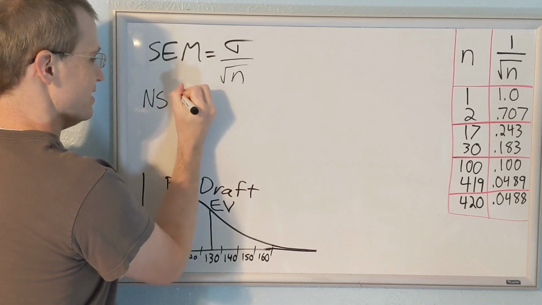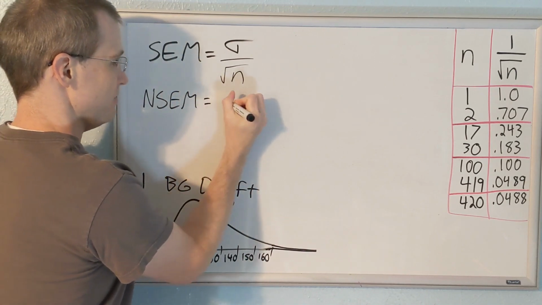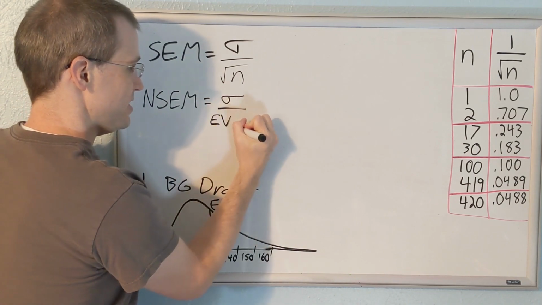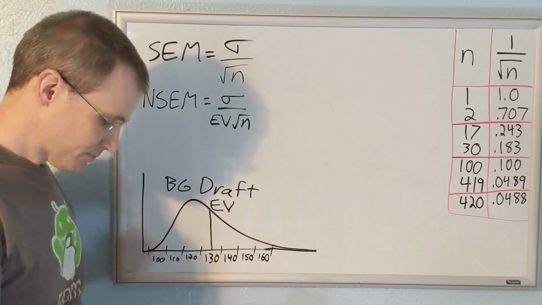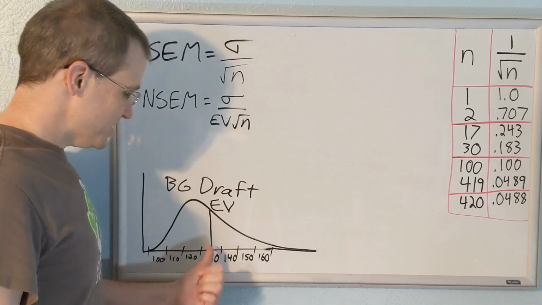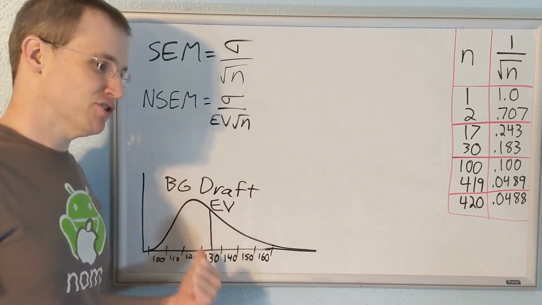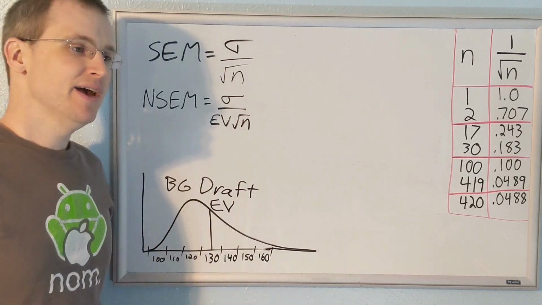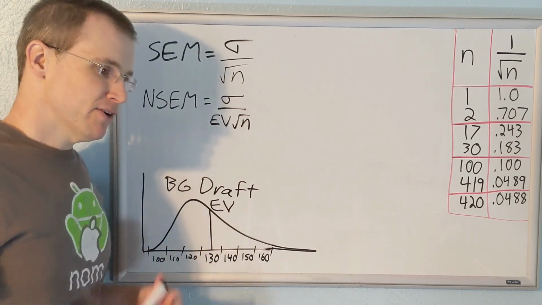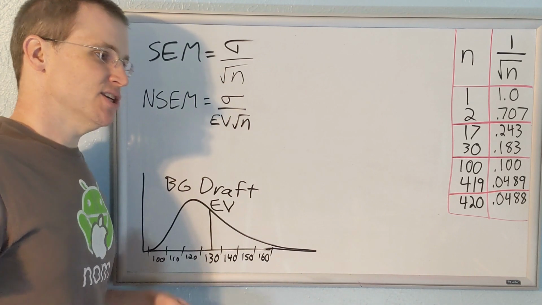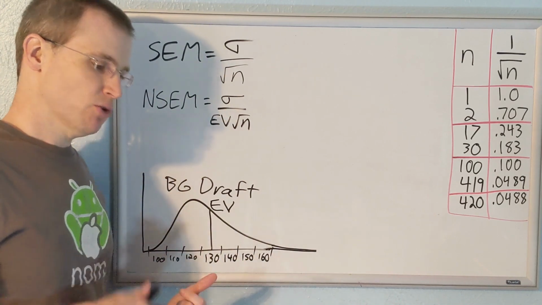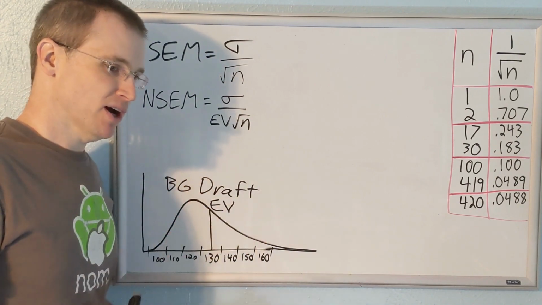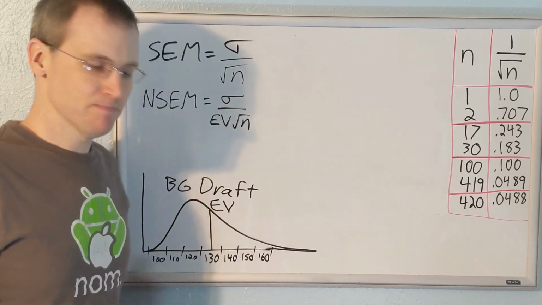So if we take a normalized standard error of the mean and we say that that's going to be sigma over EV times the square root of n, then we've normalized it to the real average value of the box. And now we can talk about them on even footing. And we can say that your variability of opening n boxes is some percentage relative to the EV. And that way we can take these two different products and we can compare the risk between them.